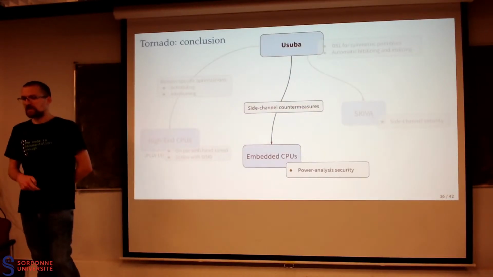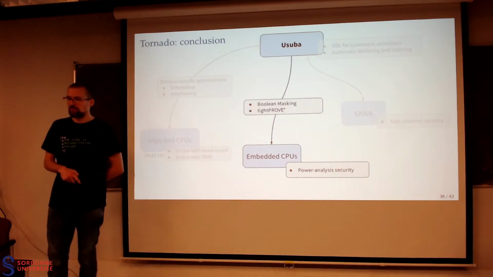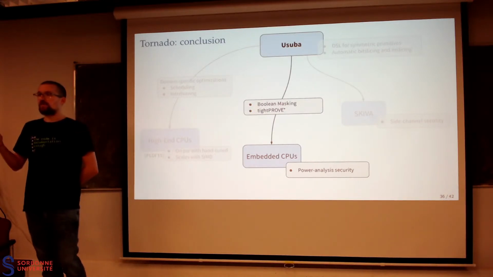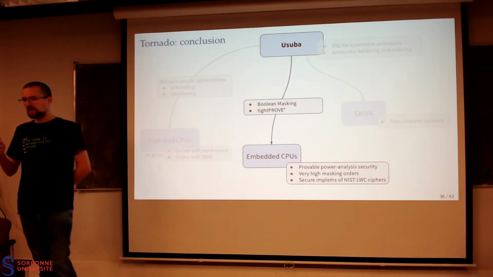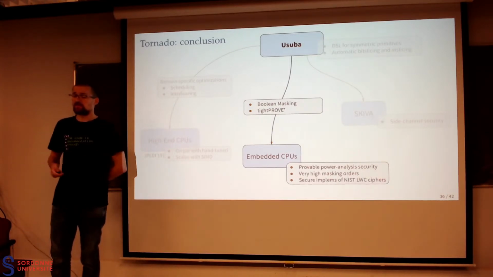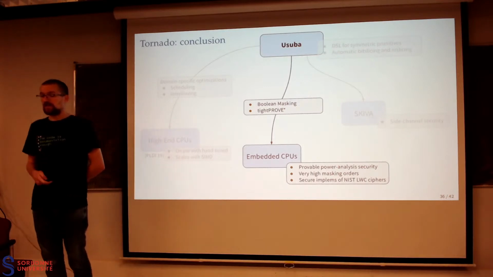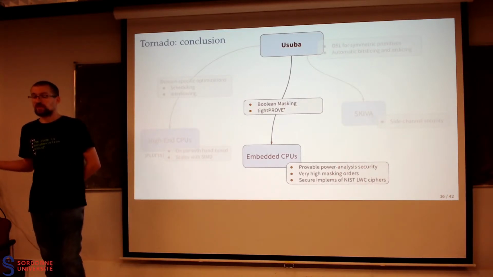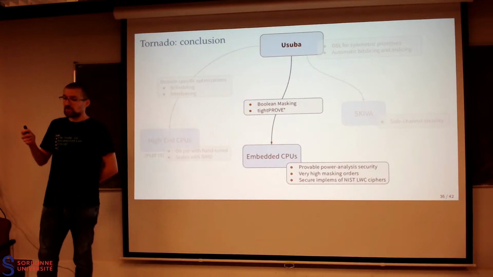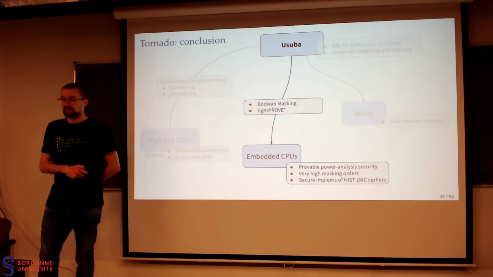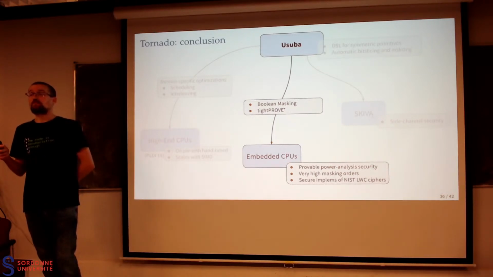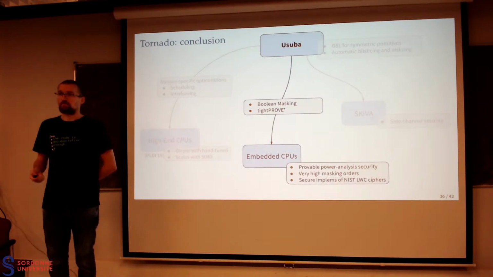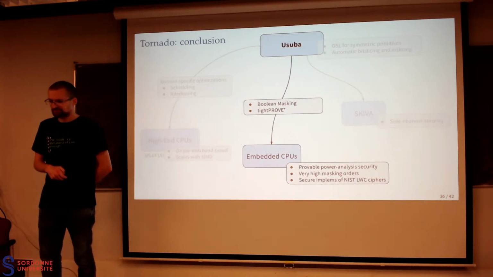So in this section, I've shown you the Tornado extension of Usuba, which automatically performs Boolean masking and uses Tight Prover Plus to insert refreshers, in order to generate implementations that are provably secure against power analysis, because Tight Prover Plus gives you a security proof. We were able to generate masked implementations at very high masking order, up to 128, meaning that you would need 128 probes to break them, which would be, well, quite prohibitively expensive.